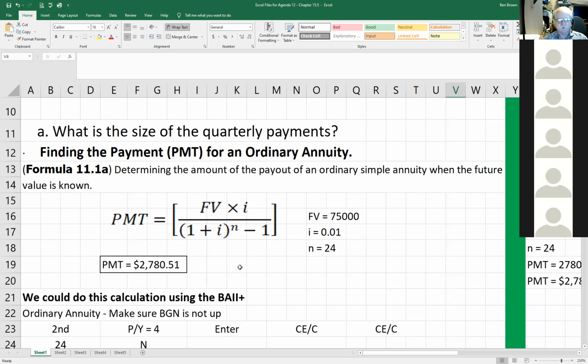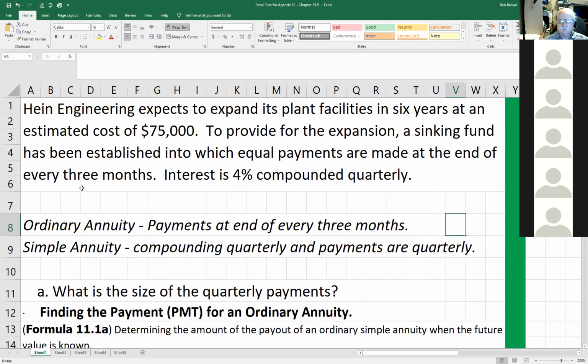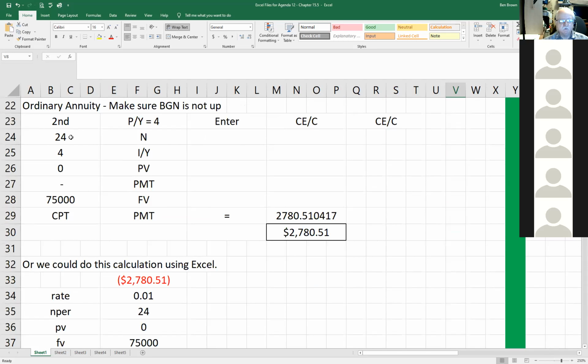So we have a formula for this, formula 11.1a. We just solve for the payment. And if we plug the numbers in correctly into your calculator, we should get 2,780.51. Or we could do it on Excel. Oh no, first off, we do it on the BA II Plus. It's quarterly, so P/Y equals 4. There's 24 periods. How did we get 24 periods? It's 6 years, 4 times a year. So we had to come up with the 24.